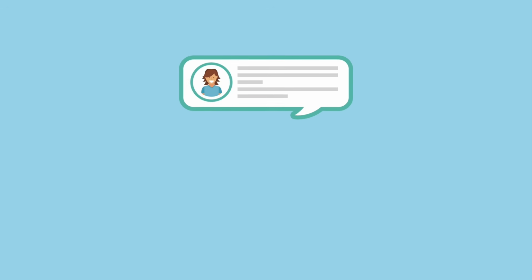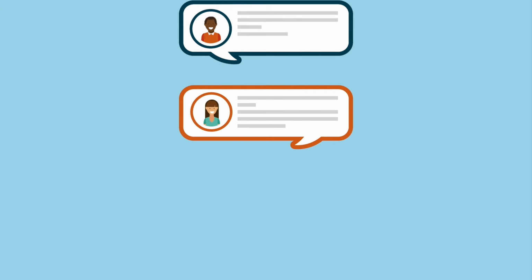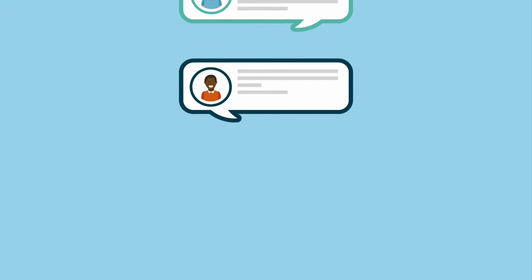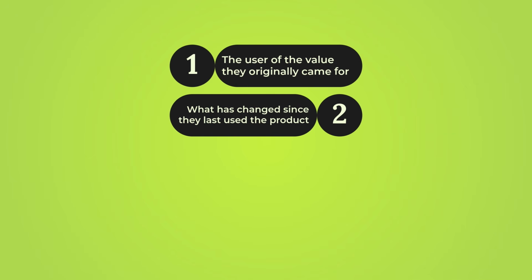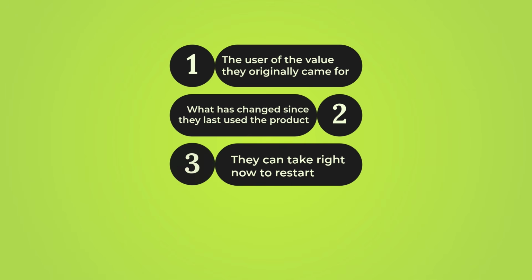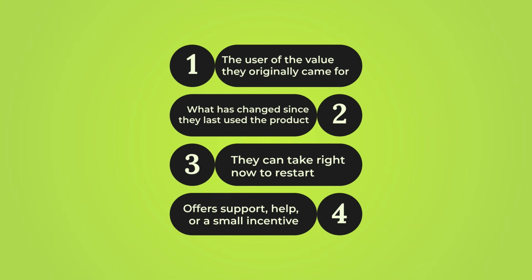Now let's talk about what a strong reactivation sequence actually looks like. Instead of sending just one message, great companies create a short sequence of messages. The first message reminds the user of the value they originally came for. The second message highlights what has changed since they last used the product. The third message focuses on a simple action they can take right now to restart. And sometimes a final message offers support, help, or a small incentive.